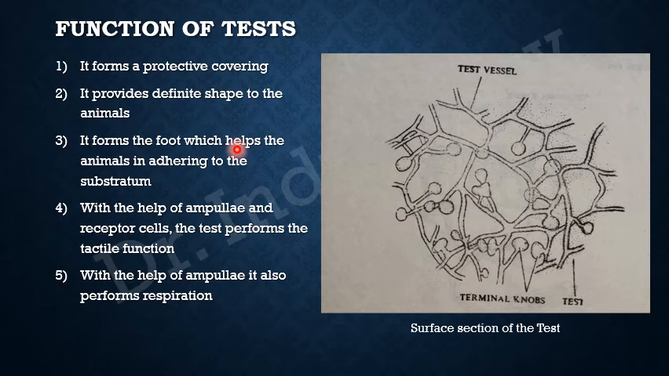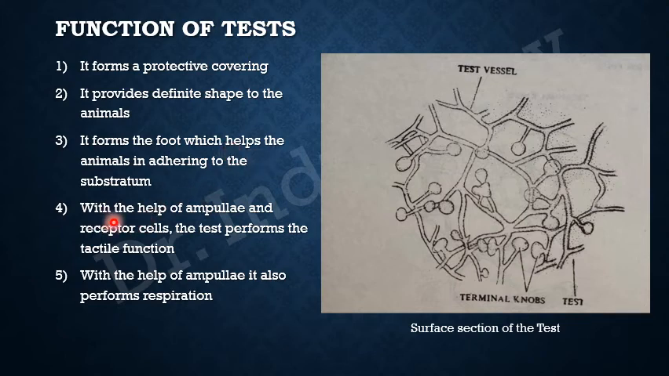There may be two layers of the test because it's a cylindrical structure, and in this test are embedded the foreign materials, the residues and all. They get embedded in the test, and this test is inserted into the substratum so the animal can stay upright. So it forms the foot, the test. Foot is completely formed of test and nothing else.